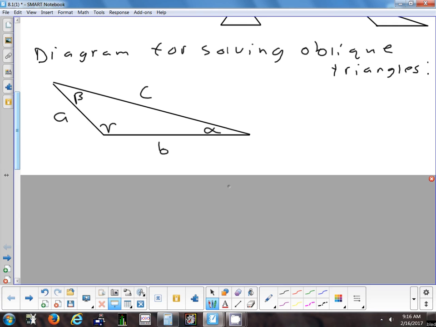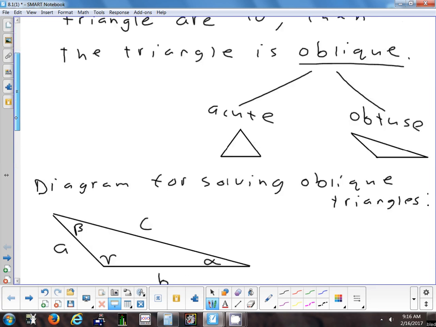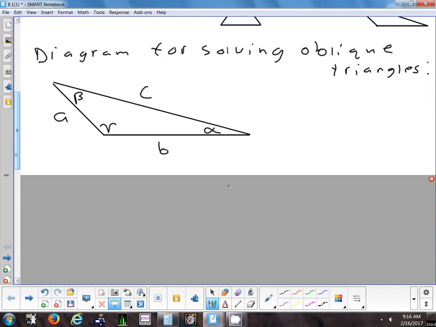So there's a couple different types of problems you can solve here. Depending on the information I give you, there's 2 laws we're going to learn. One of them is the law of sines. Anyone have a guess what the other law is? Cosines. We're not doing cosines for it. That's the next section. So we won't get to that till after break.